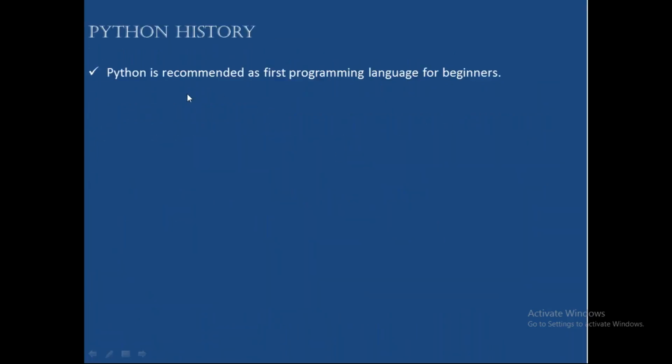Okay, Python history. Python is recommended as the first programming language for beginners because it is very easy for you to learn. That's why this is the language suggested for beginners. Many people might have come across this question: which language to learn first? You can recommend directly to learn Python because they won't feel like software is very difficult. It will be easy.